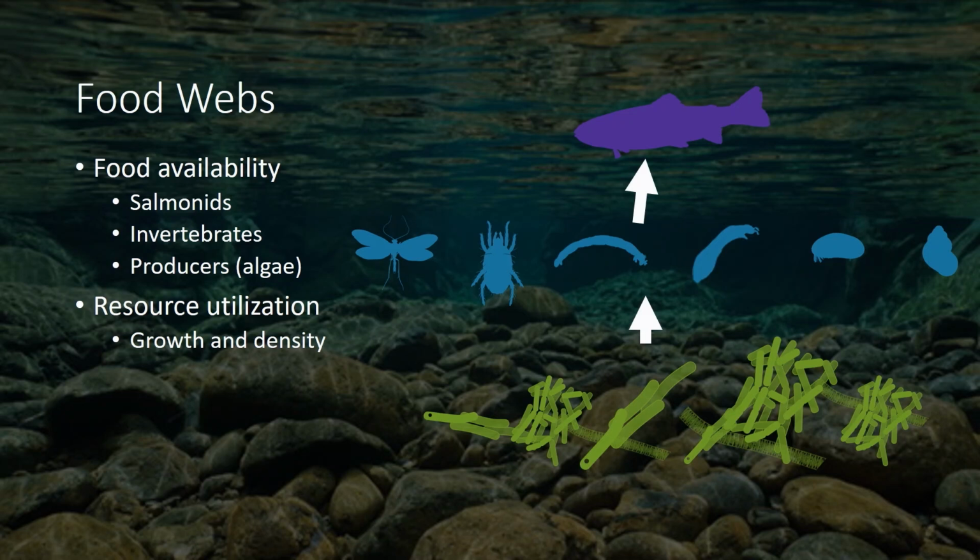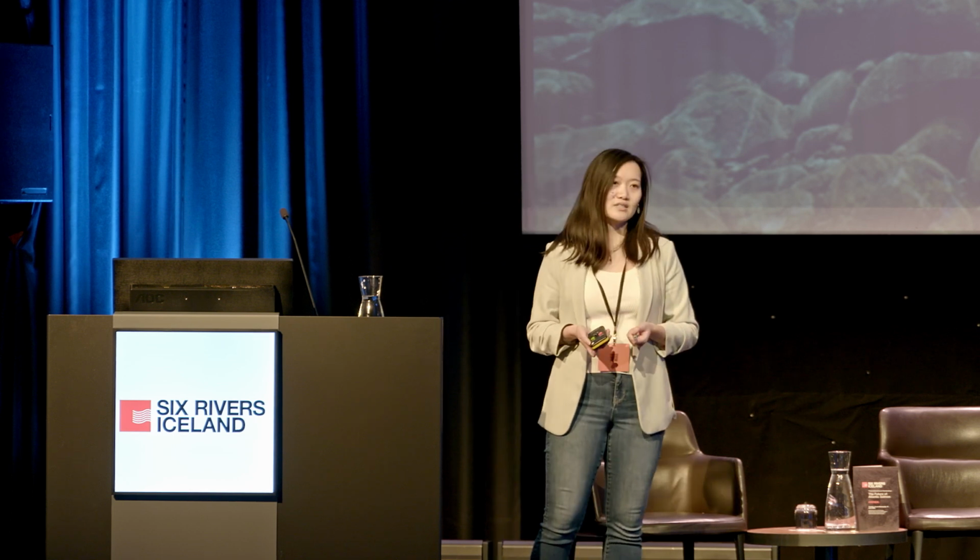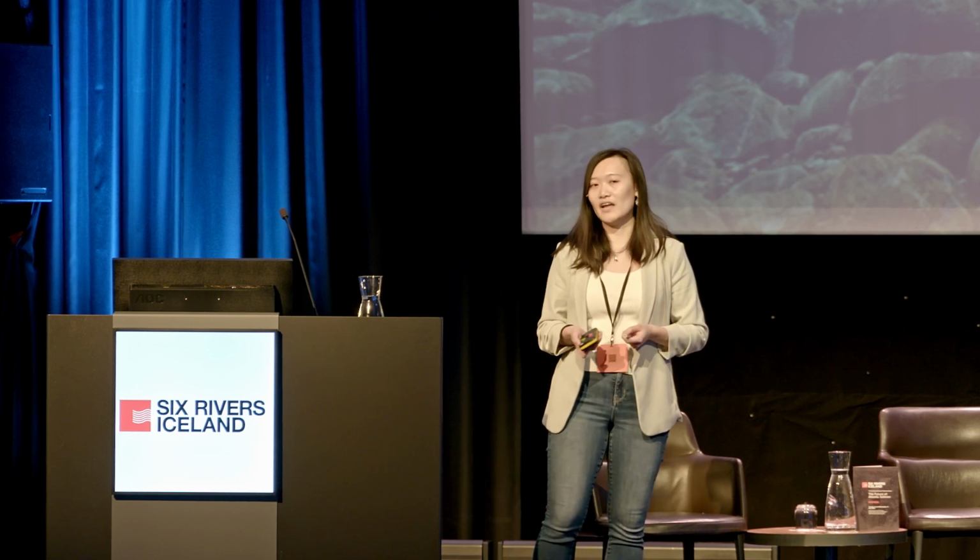On the top, we have the salmon, in the middle, we have the insects, and at the bottom, we have the algae. Basically, these arrows represent the energy transfer between these different organisms. So we have the salmon eating the insects eating the algae. Depending on how these different species and organisms utilize their resources, it affects their growth and density.